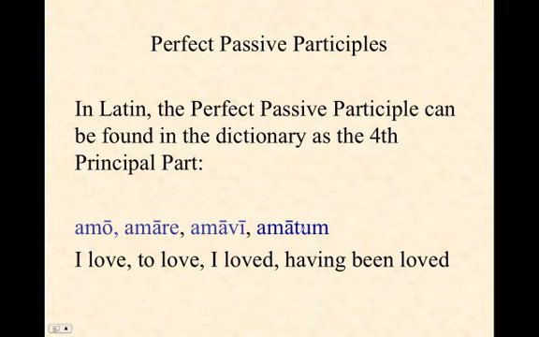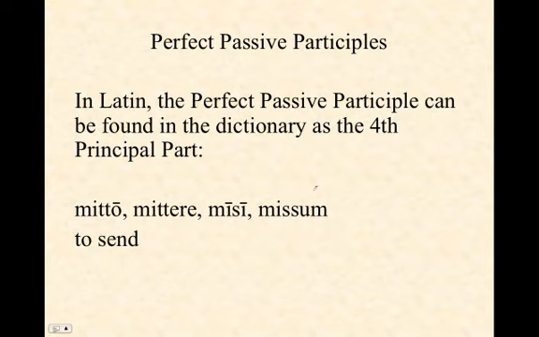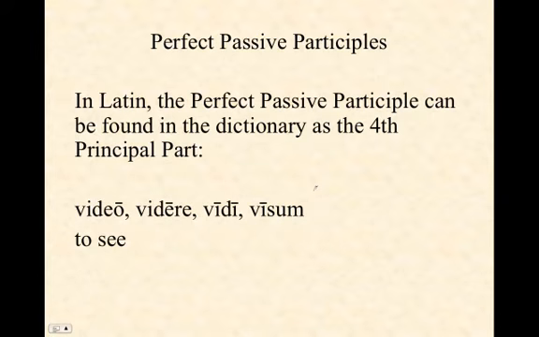Now, the reason this fourth principal part is provided to you in the dictionary is that many of them are so irregular that you could not have predicted the form of the perfect passive participle just from the rest of the verb. So, mitto means to send. The past participle missum would mean sent. Video means to see. The perfect passive participle visum means seen.